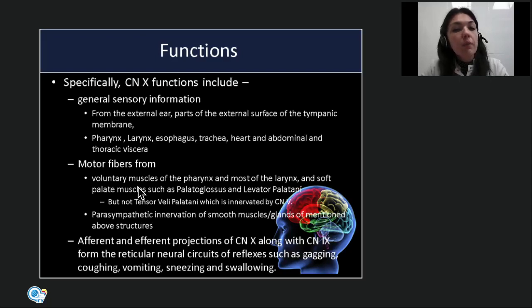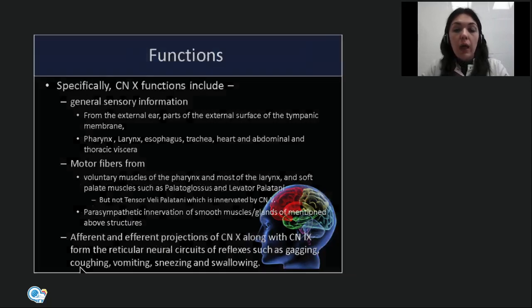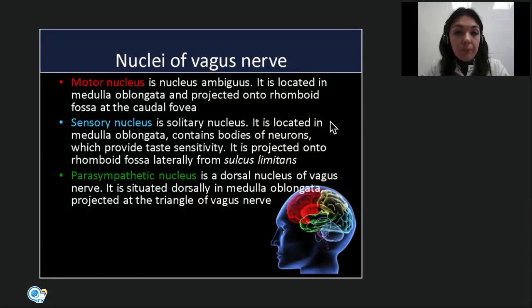Parasympathetic supply of smooth muscle and glands of the structures mentioned above, and also afferent and efferent projections of the vagus nerve, along with the glossopharyngeal nerve, form reticular neural circuits of reflexes, such as gagging, coughing, vomiting, sneezing, and swallowing. Yes, so they are responsible for these unconditioned reflexes.